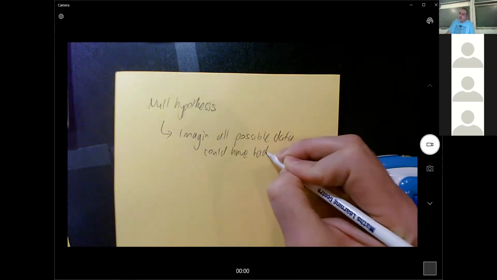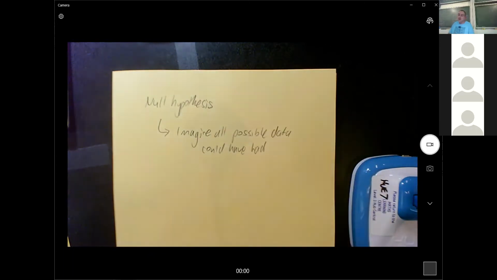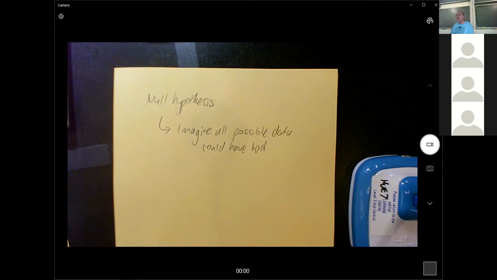You don't really do this, but this is the idea of how a hypothesis test works. And then you imagine a particular single calculation that you could calculate from any data you could have had.